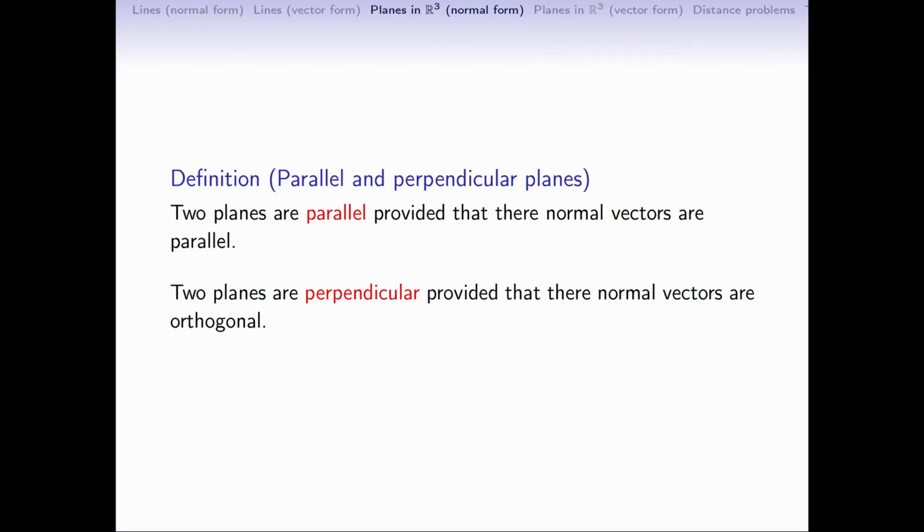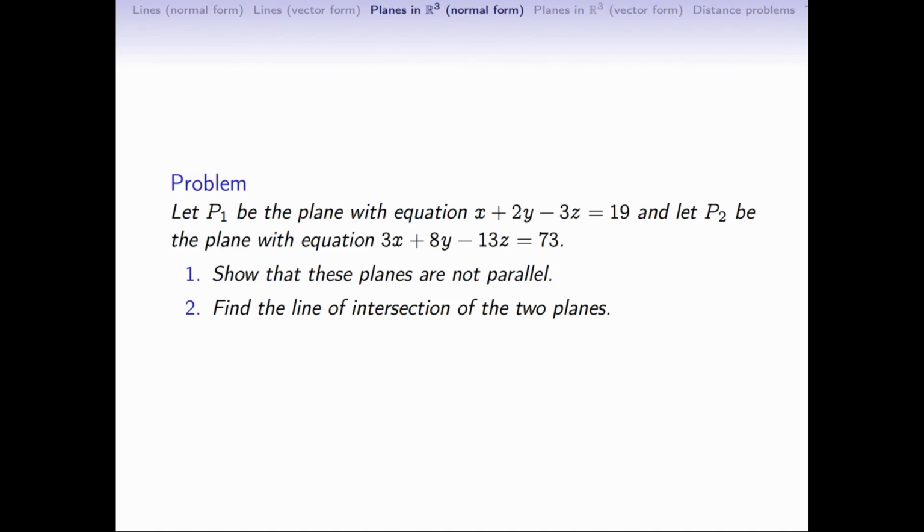Now, as with lines, we can easily talk about what it would mean for some planes to be parallel or perpendicular. So we'll say that two planes are parallel, provided that their normal vectors are parallel, and we'll say that two planes are perpendicular provided that their normal vectors are orthogonal. Now I want to work a problem with you where we look at a pair of planes and we have to decide whether or not they're parallel. And then we want to find the line of intersection of the two planes. So join me at the document camera to look at the solution to this problem in some detail.